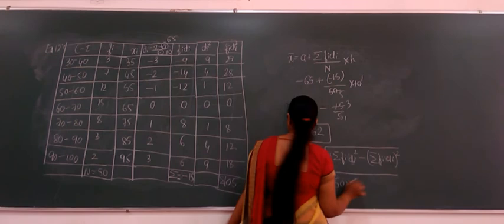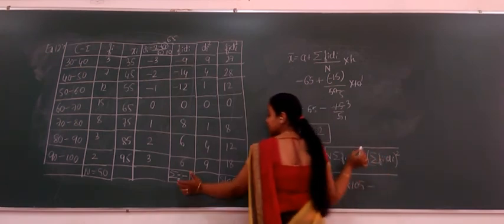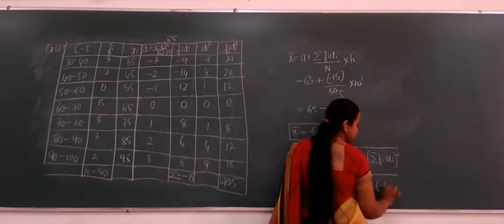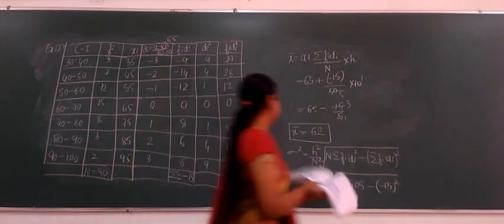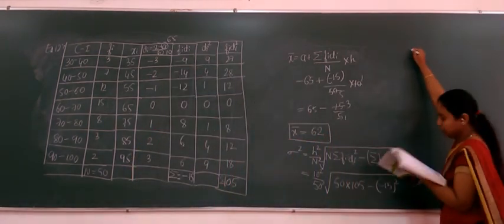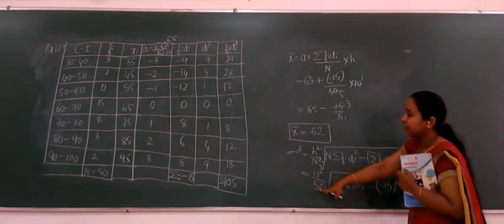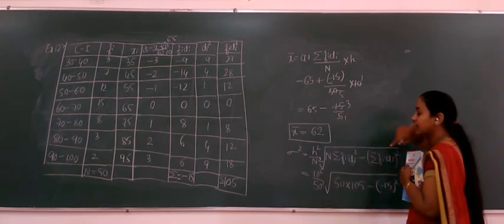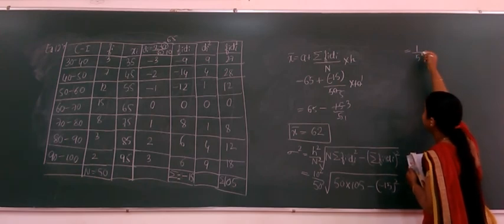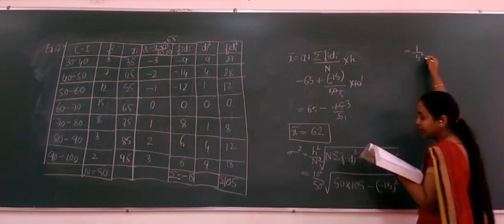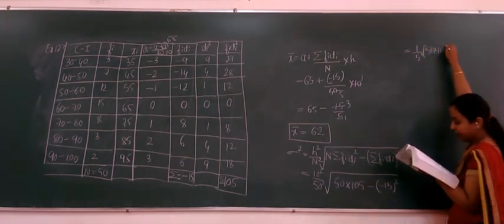Under the square root, 50 into, what is summation of fi into di square? 105, minus, what is summation of fi into di? Minus 15 whole square. So just go on simplifying this. So what will you get here? It is 10 by 50, it is 1 by 5. So 1 by 5 whole square, or 1 by 5 square also can be written, no harm in that, which is into 50 into 105.